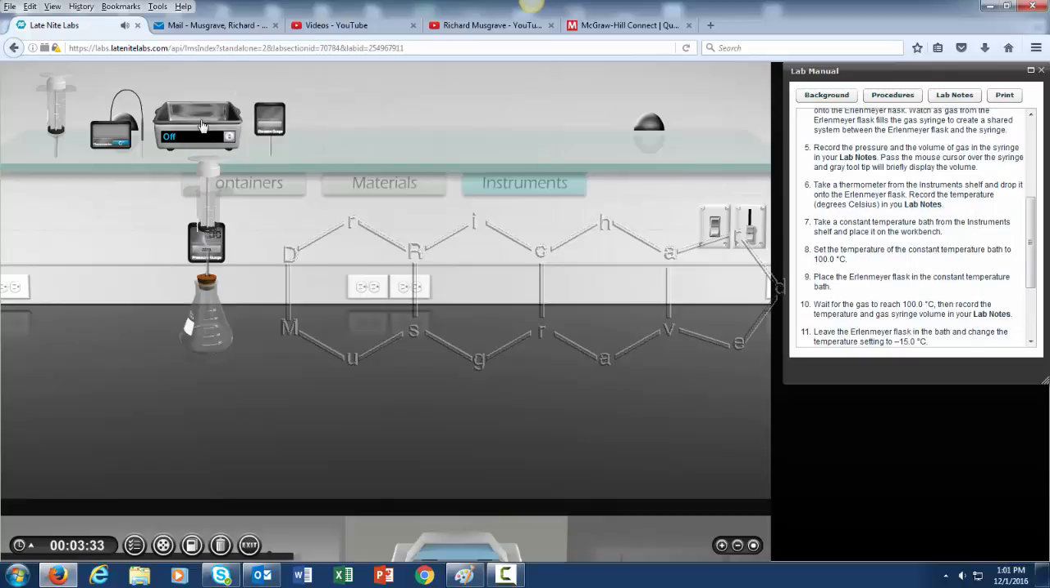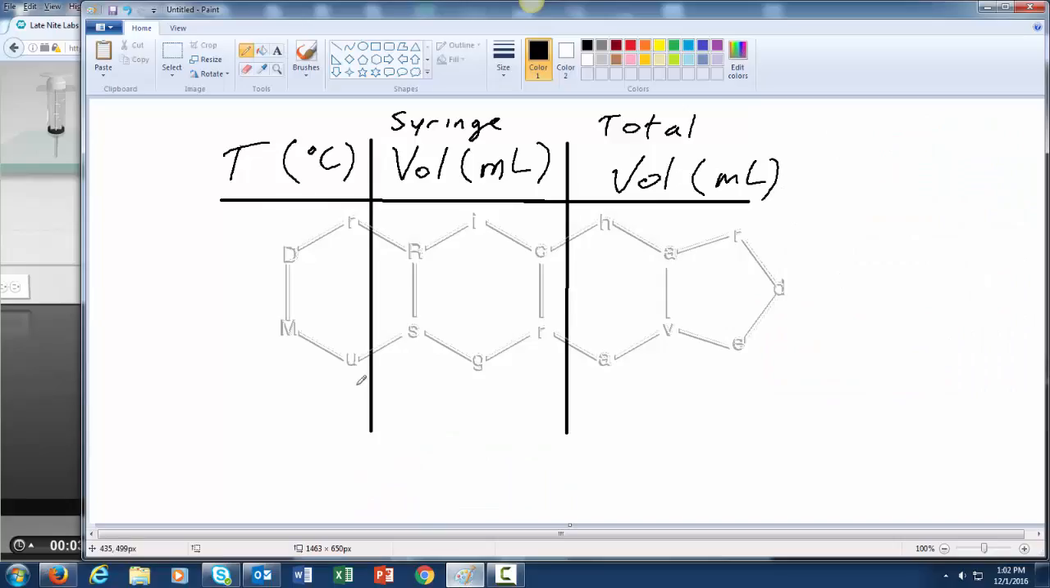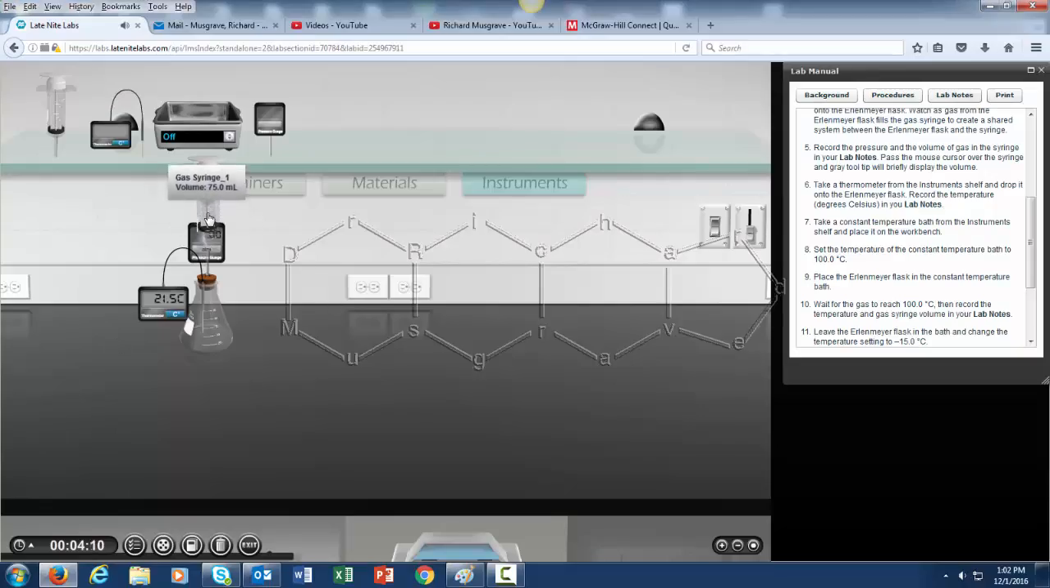Next thing we do is we take a thermometer, stick that on, and that'll measure the temperature. So here's what we know. At 21.5 degrees Celsius, the volume of the gas is 75.0 milliliters in the syringe. So I'm going to go ahead and write that down in my notes over here. The volume, I think we said was 75. Let me check on it again. 75.0.